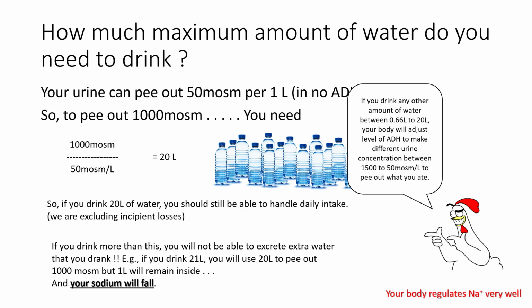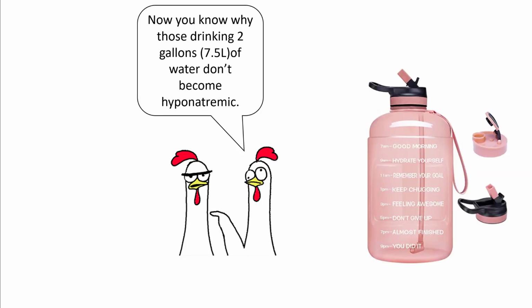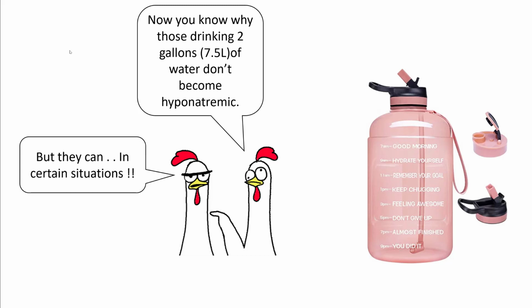Your body really wants to regulate your sodium very well. One of the things that you would have noticed is people drinking a lot of water to feel good. Some people will drink up to 2 gallons of water, but they do not become hyponatremic because their body adjusts their ADH level so that they can make more dilute urine to pee what they drank. However, in certain situations, they can become hyponatremic.